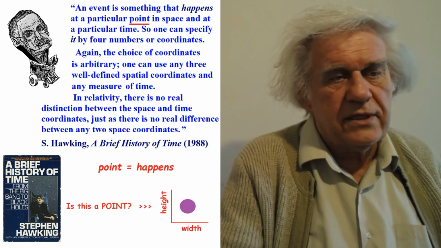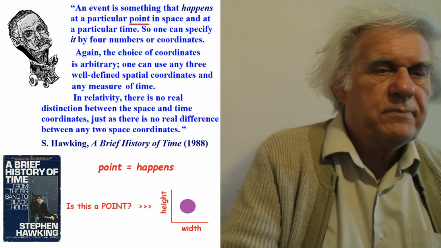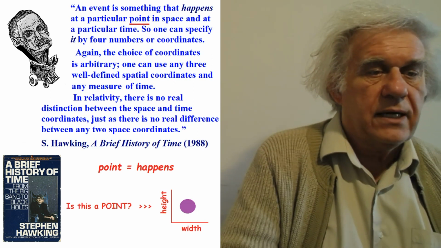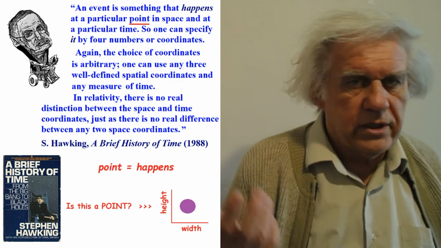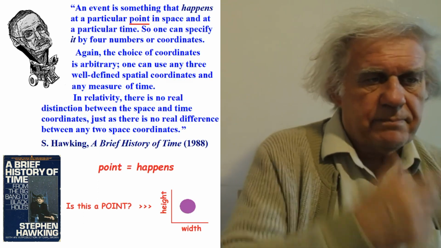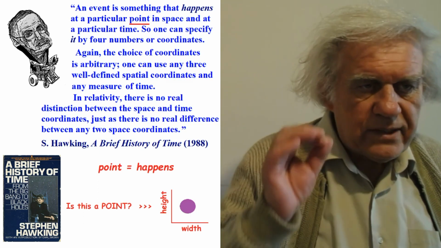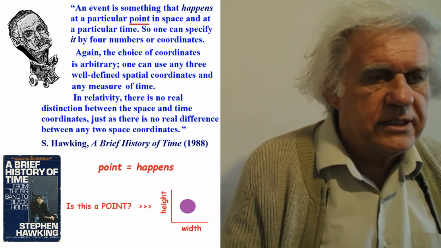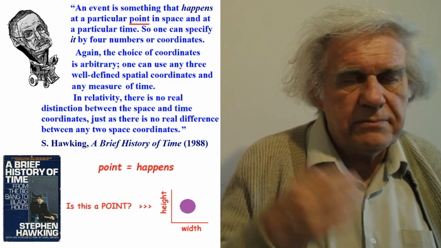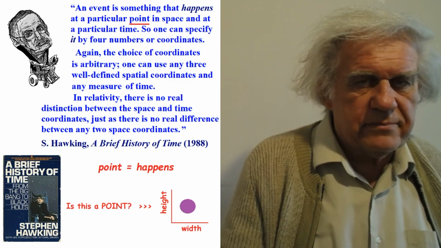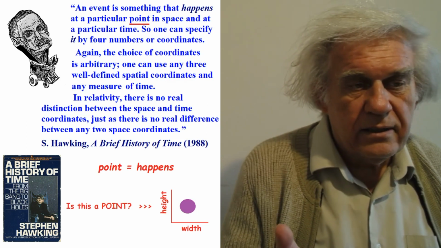Again, the choice of coordinates is arbitrary. One can use any three well-defined spatial coordinates and any measure of time. So he says, again, they're indistinguishable, all these coordinates he's talking about. But he says it better in the last paragraph there. It says, in relativity, there is no real distinction between the space and time coordinates. So dimensions, coordinates, whatever he wants to call them, there's no difference between the spatial ones and the time one. How can it possibly be?